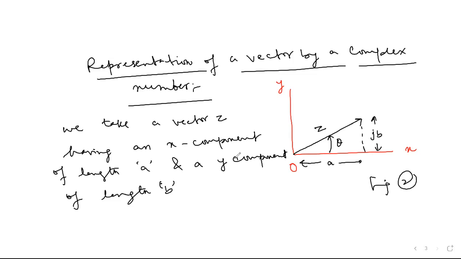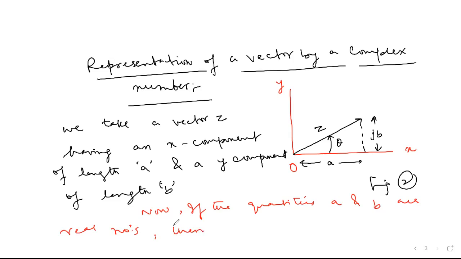Now, if the quantities a and b are real numbers, then the combination a plus jb, which we denote by z, is a complex number.